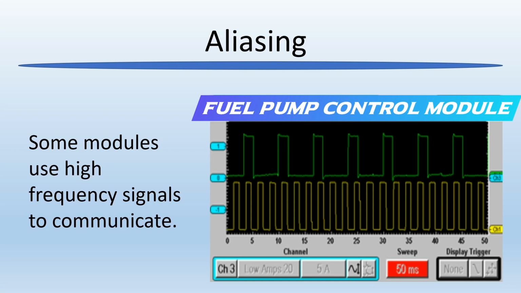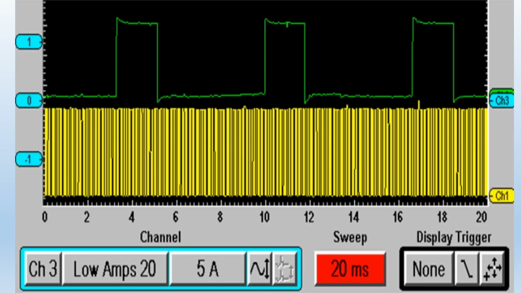So imagine my surprise when instead I see this. So many squares so tightly packed that I don't even want to try to count them. The signal was aliasing and I didn't even realize it because it looked so perfect. It turns out that Ford uses a high-frequency signal for communication to its fuel pump control module.